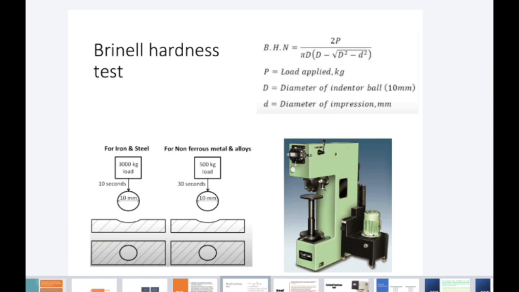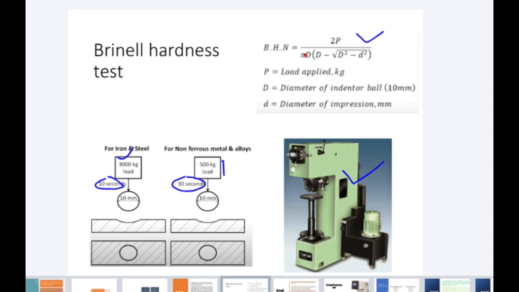And we also use the Brinell hardness test formula. This is the formula which is used for the Brinell hardness test. And you can see here, for iron and steel, we use the load 3000 kilogram, like the maximum. And for non-ferrous metal and alloys, we use 500 kilogram. So here the dwelling time is 30 seconds, here the dwelling time is 10 seconds. And the same shape is used in the indentation, and this is the machine used for the Brinell hardness test.